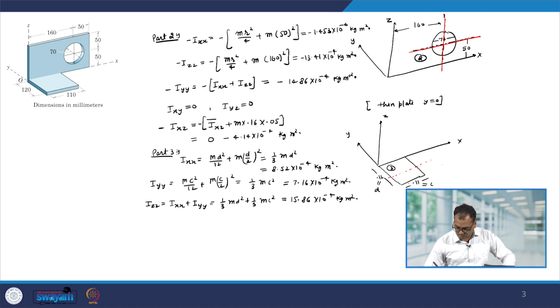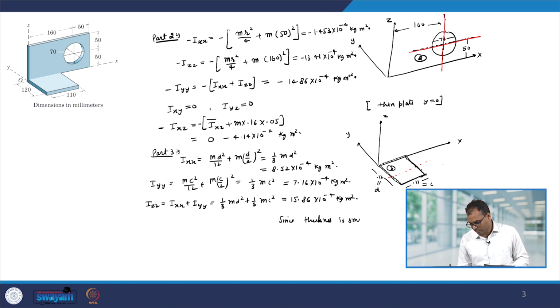Since the thickness of this plate is very small, therefore z will be 0. Therefore I y z, which is equal to m into y into z, will be equal to 0, and so is I x z.